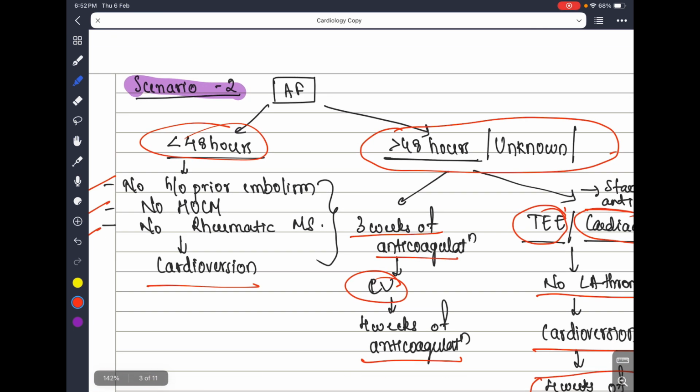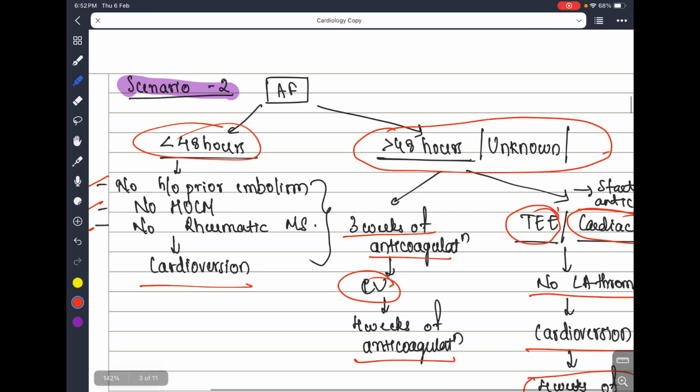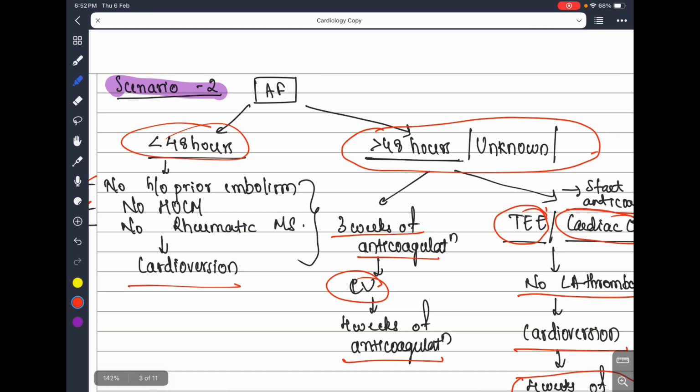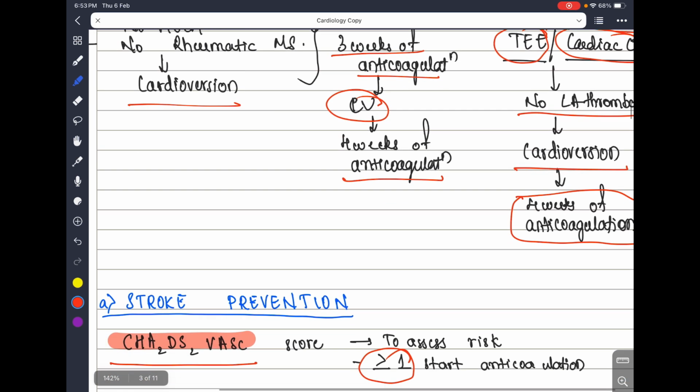In the second scenario, if the duration is less than 48 hours and there are no risk factors, then directly go for cardioversion. If the duration is more than 48 hours or unknown, then you will always start the patient on anticoagulation, then do cardioversion, then continue anticoagulation for 4 weeks. Or you can start anticoagulation, perform transesophageal echocardiography or cardiac CT. If there is no thrombus, give cardioversion and continue anticoagulation for 4 weeks.